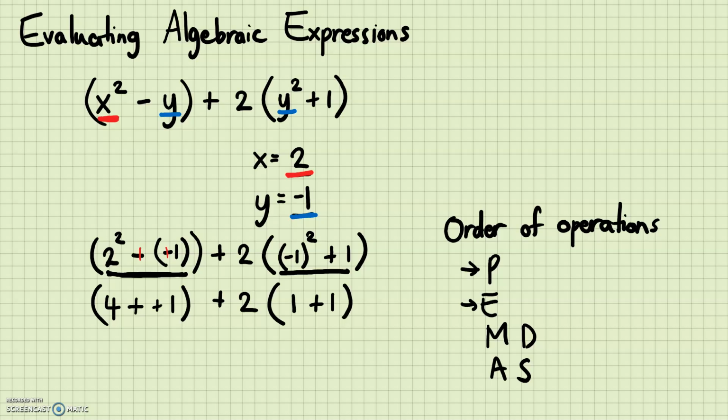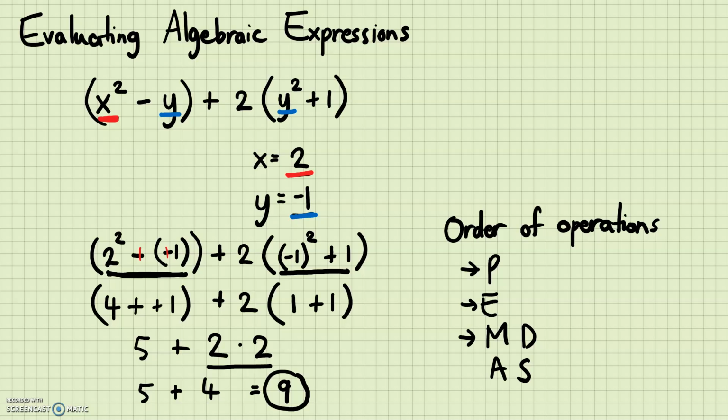Okay, and then we have 4 plus 1, which is 5 on this side, plus 2 times 1 plus 1 is 2. Now, according to the order of operations, we need to do the multiplication before the addition. So we need to do this part first. So we'll get 5 plus 4, and that would equal 9. So this would be our answer.